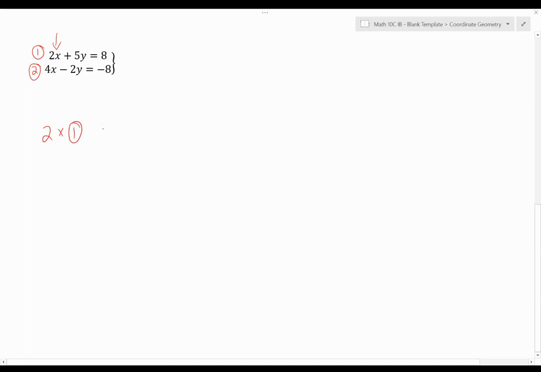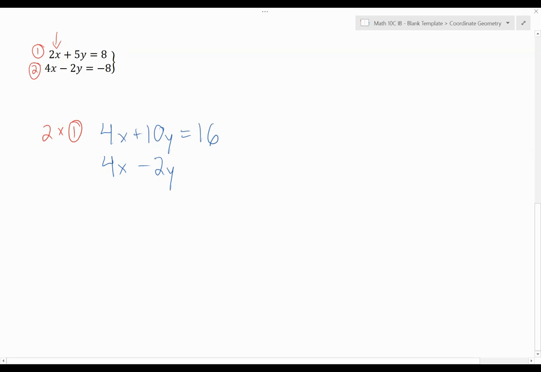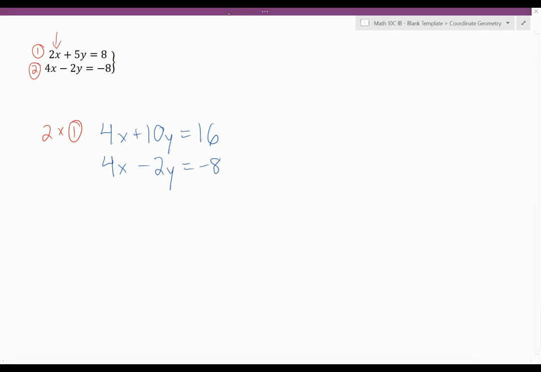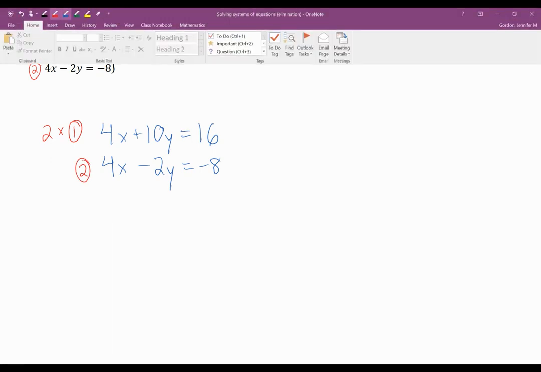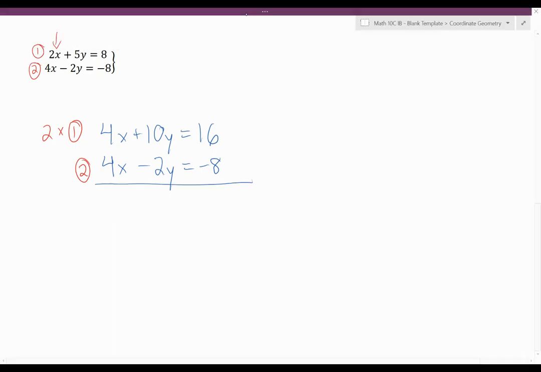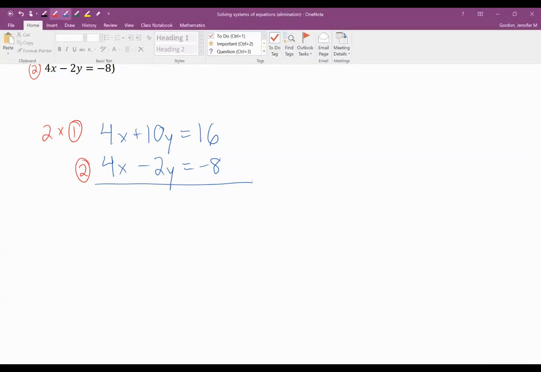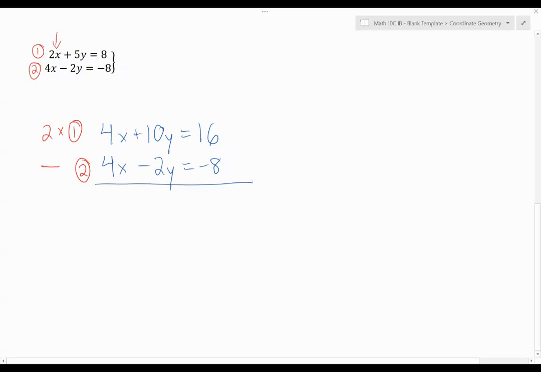So 2 times the first equation is 4x plus 10y equals 16. And then the second equation I'm going to leave alone. So 4x minus 2y equals negative 8. So I'll just write that I kept that equation as it was, equation 2. This time, in order to eliminate the x variable, I'm not going to add these two equations together. I'm going to subtract. So I have to remember that I'm subtracting both parts.